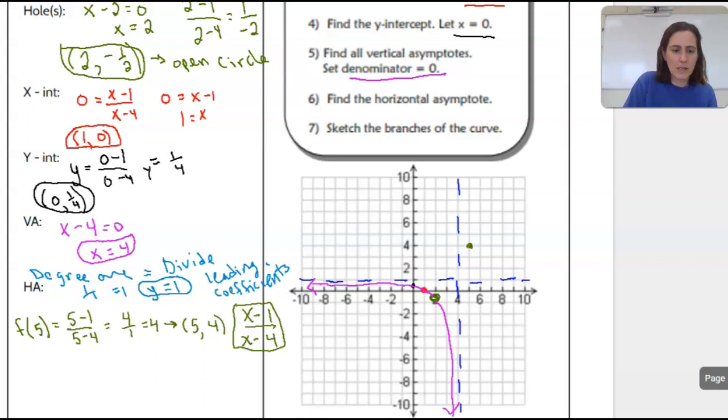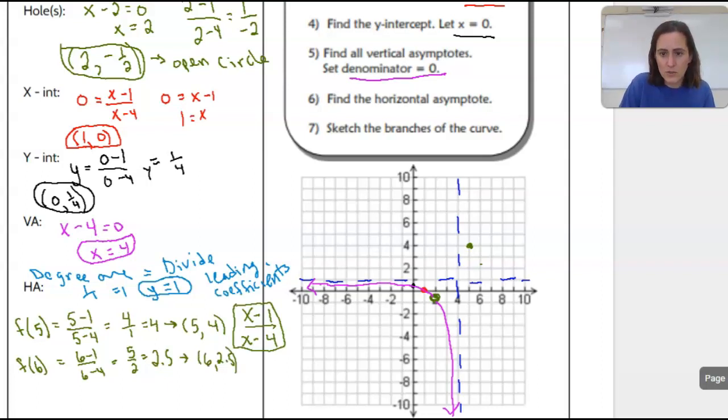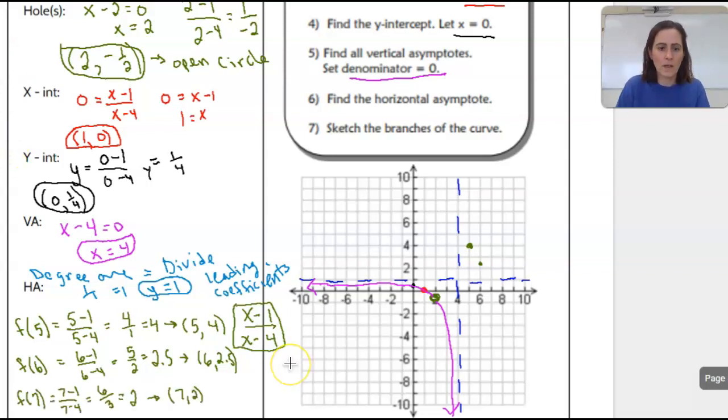Now I'm going to do the same thing using f of 6. 6 minus 1 over 6 minus 4 would get me to 5/2. You can also make that a decimal if you'd like, so that'd be 2.5. So the coordinate would be 6, comma 2.5. So 6, 2.5, and repeat the same thing using x equals 7. When we plug that in, we get 2, so our coordinate would be 7, 2.